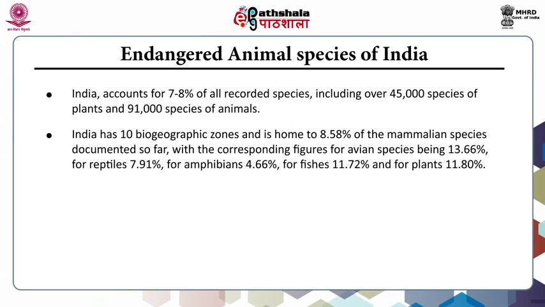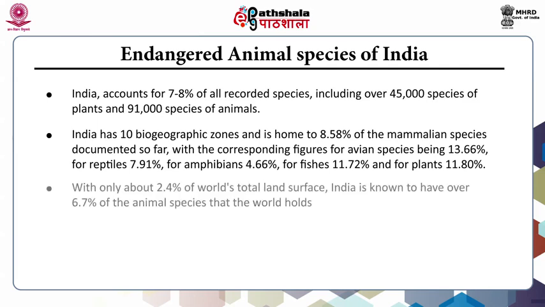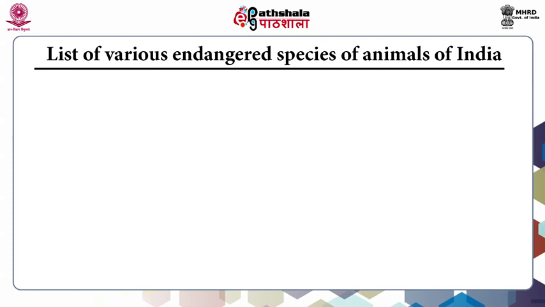8.58% of the mammalian species documented so far, with the corresponding figure for avian species being 13.66%, for reptiles 7.91%, for amphibians 4.66%, for fishes 11.72% and for plants 11.80%. With only about 2% of the world's total land surface, India is known to have over 6.7% of the animal species that the world holds.